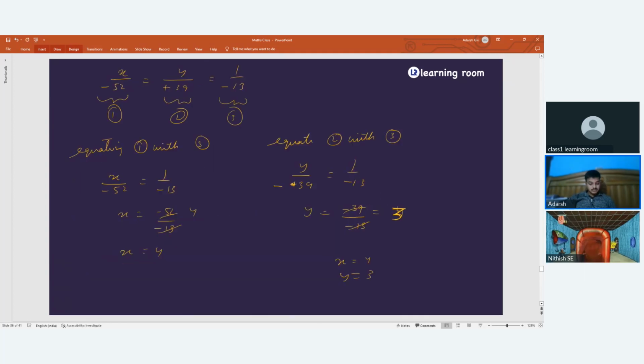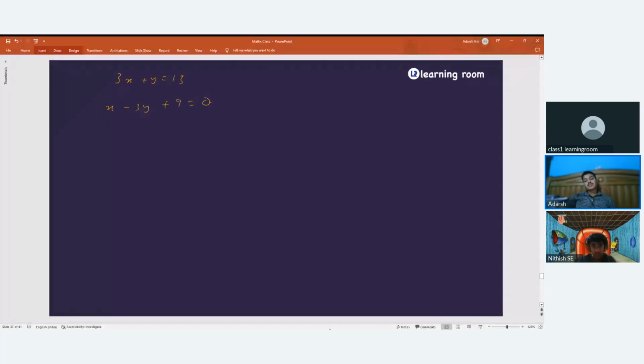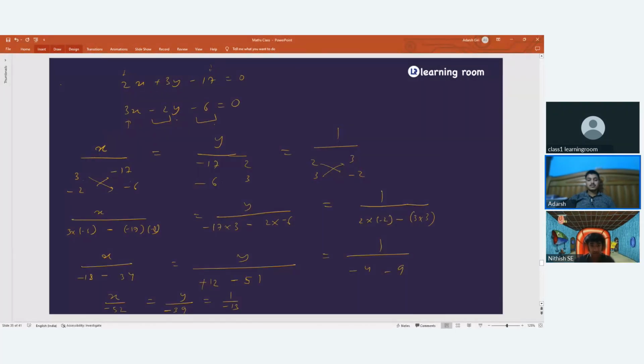Solve this: 3x plus y is equal to 13 and x minus 3y plus 9 is equal to 0. Let's try to solve this. Try to be exact and correct. Don't make silly mistakes.